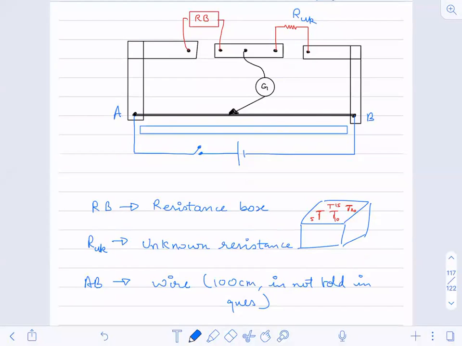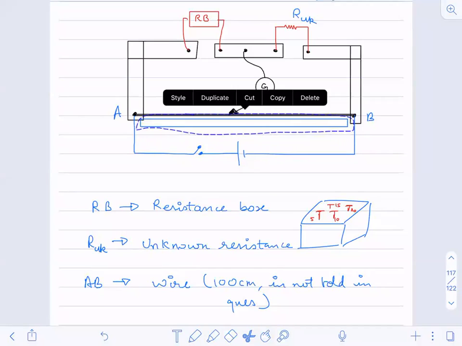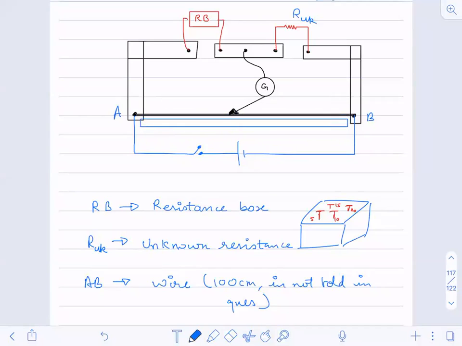Like this, you will be having a scale. Now, what is the use of this scale? Using this scale, you will just measure this length. So this length is suppose L.